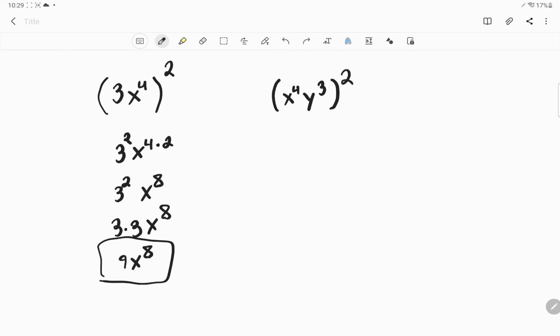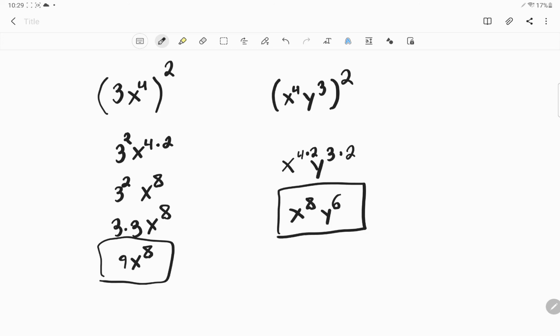Okay, but again, like I said previously, first thing that you're going to do, you're going to write what you have inside without the parentheses, and then I'm going to put a dot 2 because that's what the problem says. We're going to be multiplying our exponents together. So what's 4 times 2 again? It's 8, and 2 times 3 is 6. So my answer is going to be x to the power of 8, y to the power of 6.